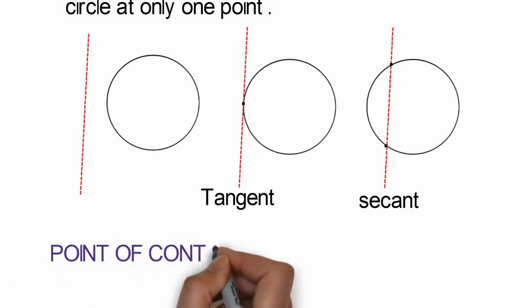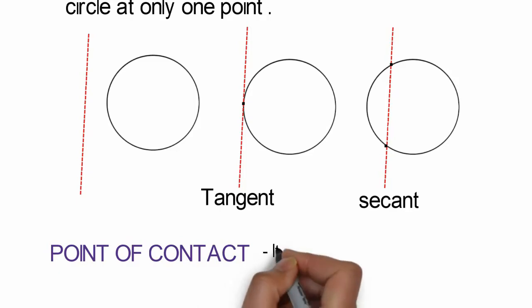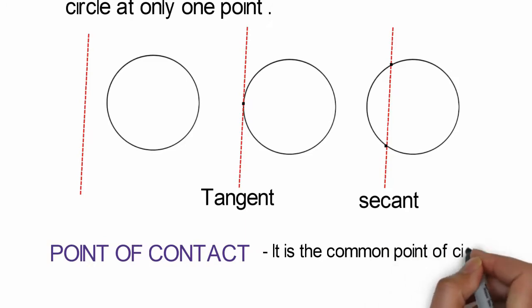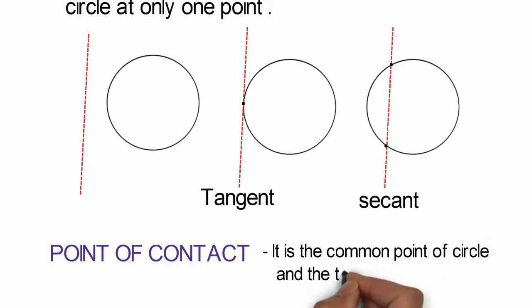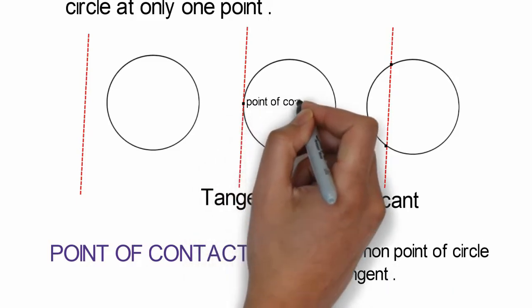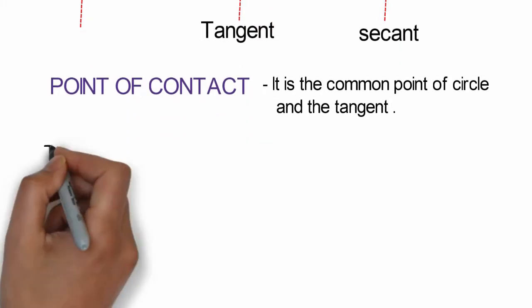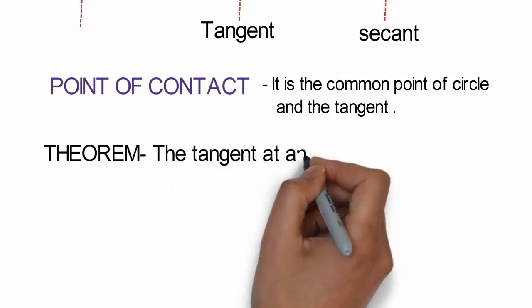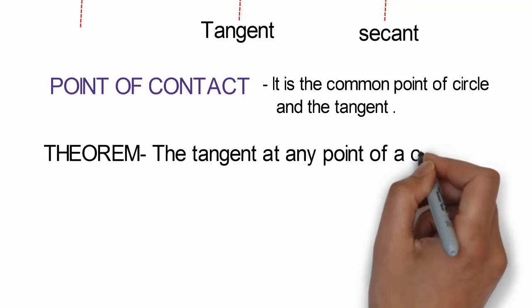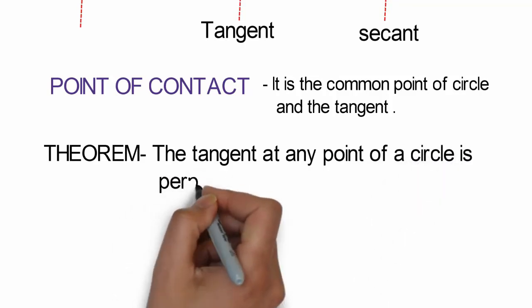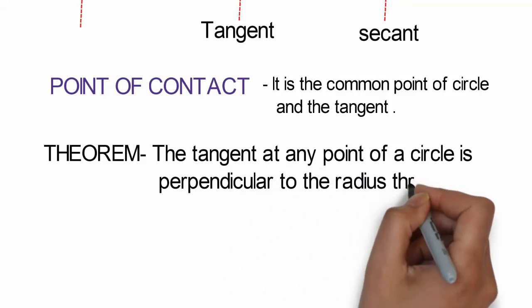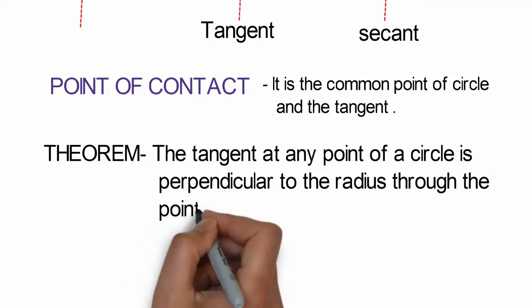Point of contact. It is the common point of the circle and the tangent. So if we see the figure, this is the point where the circle and tangent are intersecting. So this is the point of contact. Now let us do a theorem. The tangent at any point of a circle is perpendicular to the radius through the point of contact.